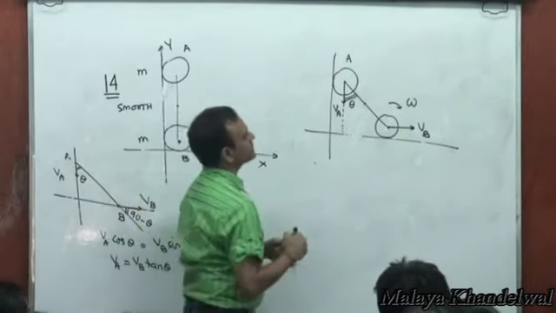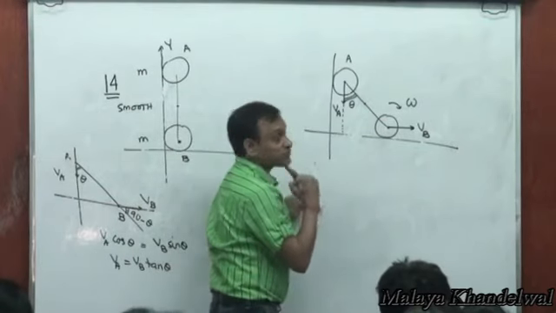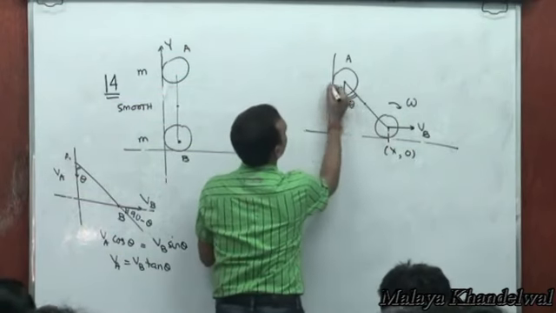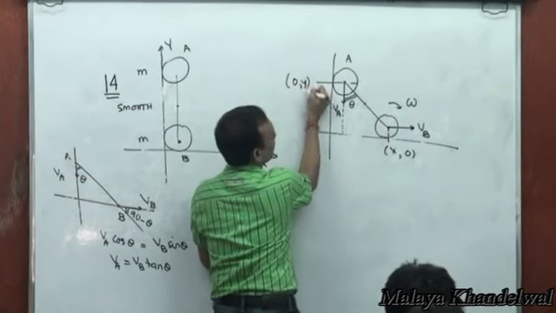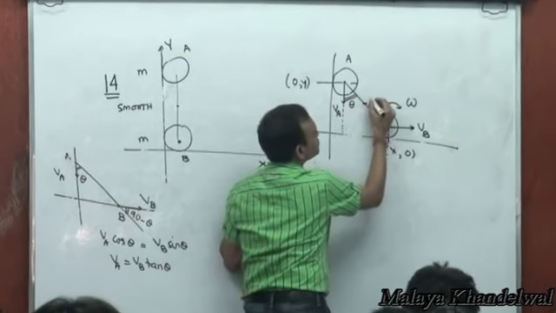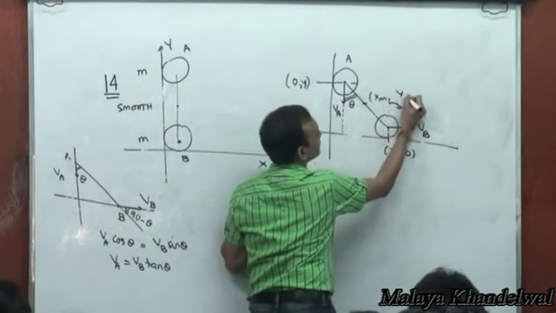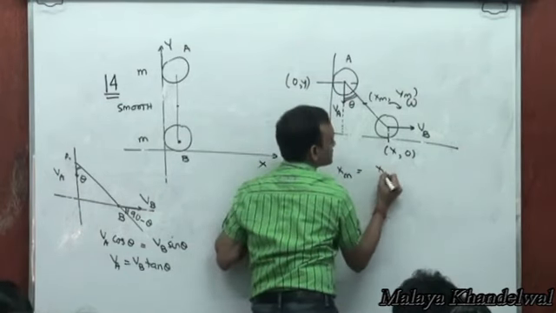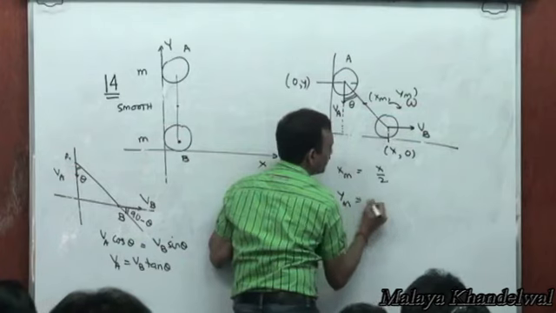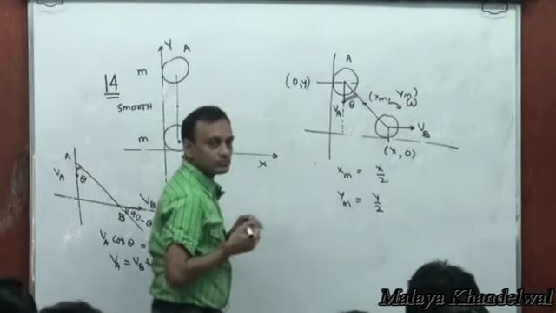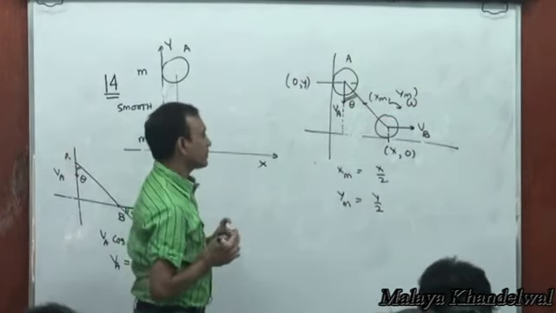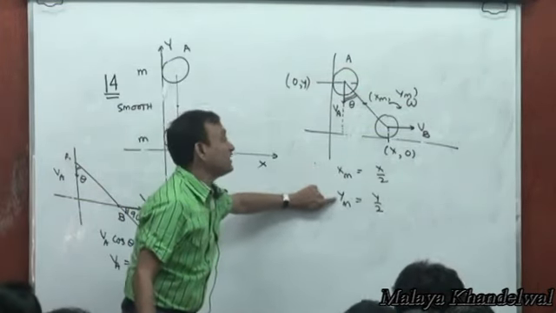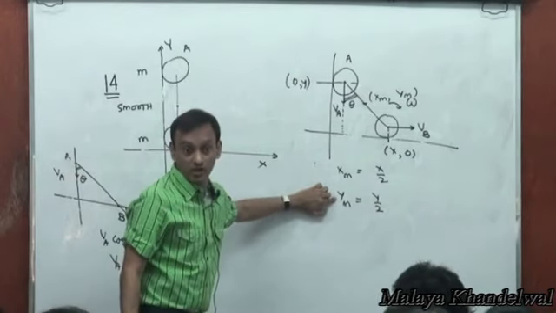The other thing that you could do is, at any given instant of time, if this had coordinates x comma 0 and this had coordinates 0 comma y, then the coordinates of the midpoint xm, ym would be xm equals x by 2 and ym equals y by 2, right? If I differentiate this, I get the x component of the velocity of the midpoint. If I differentiate this, I get the y component of the velocity of the midpoint.